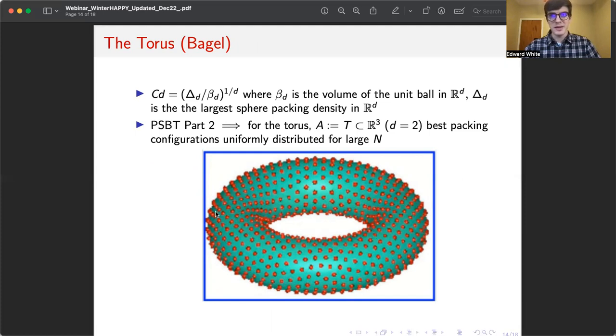Here I'll just quickly note that C_d in this case is a rescaling dependent on the d-dimensional volume of the unit ball in R^d, and delta_d is the largest sphere packing density in R^d. So this is just a quick example explaining, with a visual image, what that best packing looks like for some type of smooth manifold.